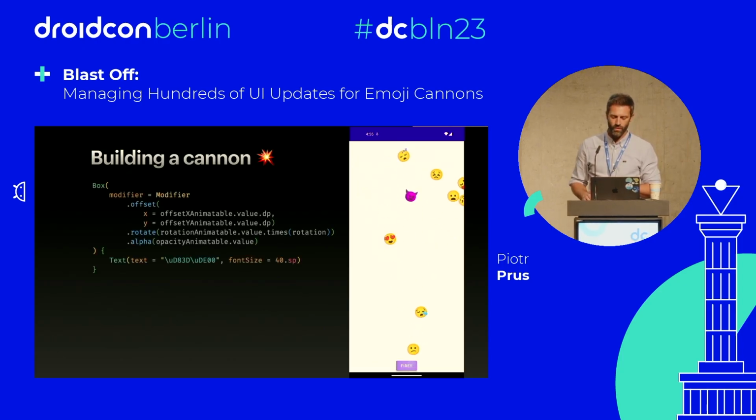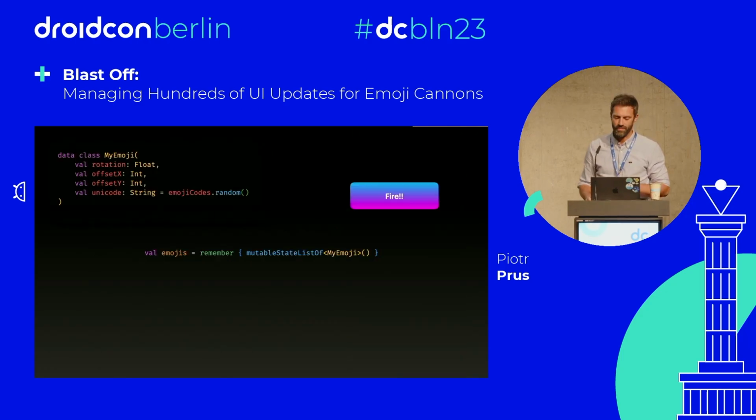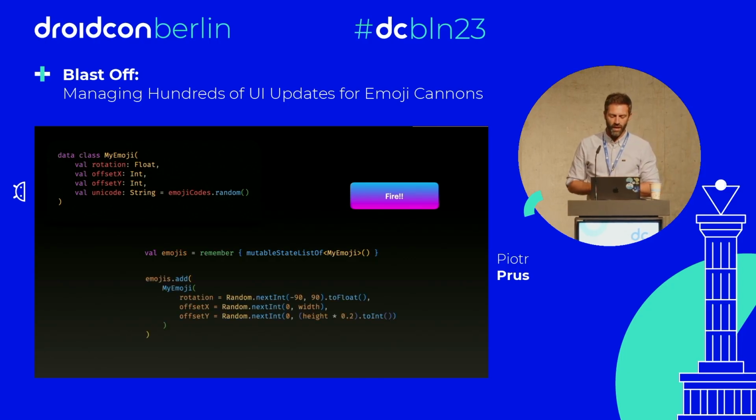So to have everything in one place, I'm putting everything in a box. And in this box, I have offset, rotate, and alpha modifiers. And we have this text with the unicode, and we have our emoji displayed. So to add that really on the screen, I created this data class, MyEmoji, that holds every parameter that I need to display this beautiful animation. And then whenever the user taps on fire, I'm adding this to my mutable state list, which is remembered in my parent composable.